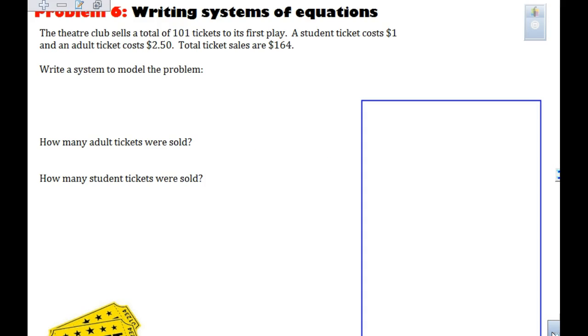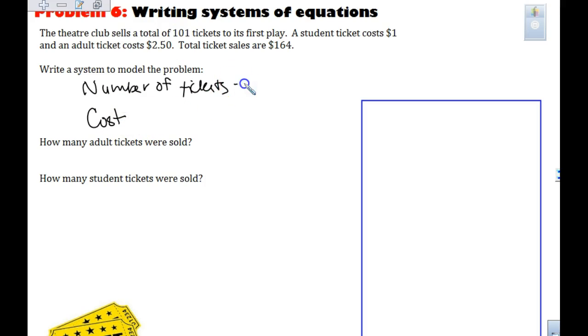So if we're reading the last one, Ashton, please read. The theater club sells a total of 101 tickets to its first play. A student ticket costs $1 and an adult ticket costs $2.50. The total ticket sales are $164. So as we are taking a look at this, we want to start, and we are going to put the number of tickets. So please write number of tickets. And put the cost.